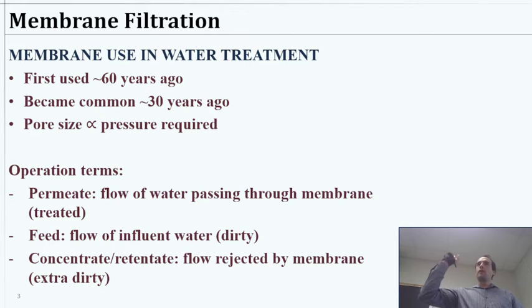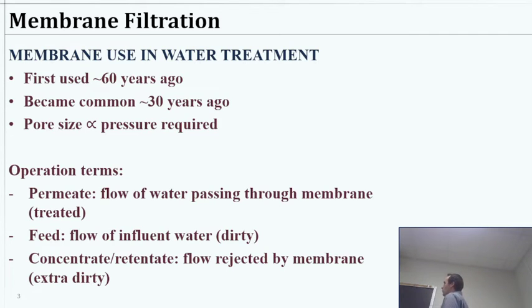Okay, so one of the things I was just talking about, these pore sizes. The smaller the pore size, the more pressure you have to push to get the water through, which is kind of obvious. So pore sizes are inversely proportional to the pressure. The smaller the pore size, the more pressure you have to have.